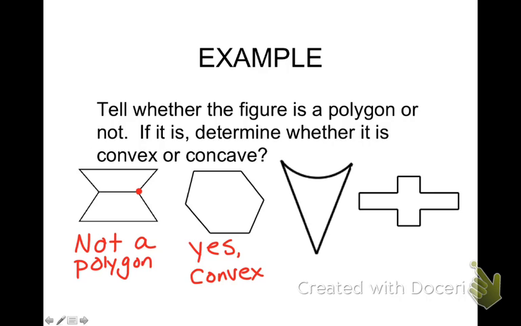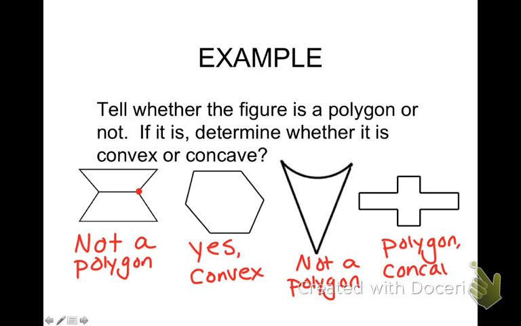Third one. Is that a polygon? No. So not a polygon. Why not? Because of the curved side. Polygons can only have line segments as sides. Fourth one. Is that a polygon? Yes. Convex or concave? Concave. Good. Okay. So in section 1.6, you need to be able to identify polygons, decide whether they're convex or concave.